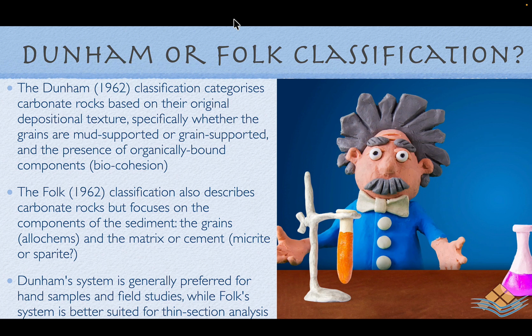Folk's classification also describes the different types of grains, but it focuses in on the components, which Folk calls allochems, and the type of matrix or cement, micrite or sparite. Today, most people working with core or trying to move from the modern depositional setting into ancient depositional settings tend to favour Dunham's classification. It's easily transferable from the Holocene environment and unconsolidated sediments into ancient consolidated sedimentary rocks.